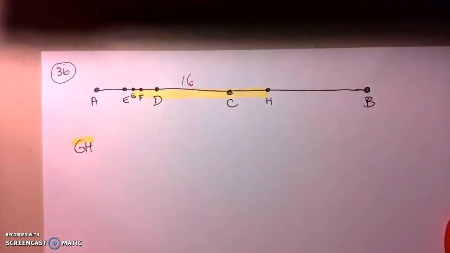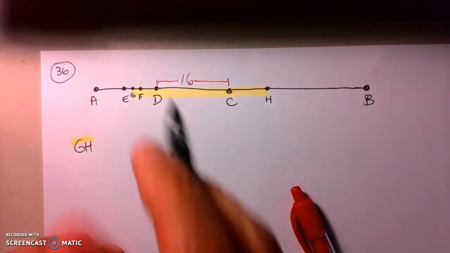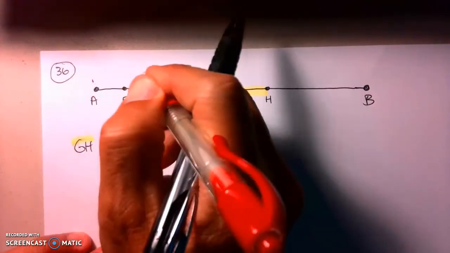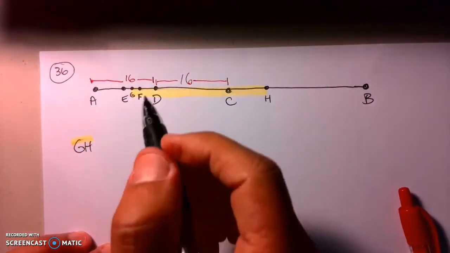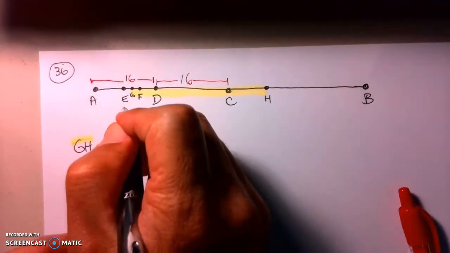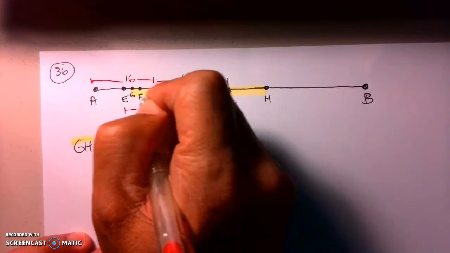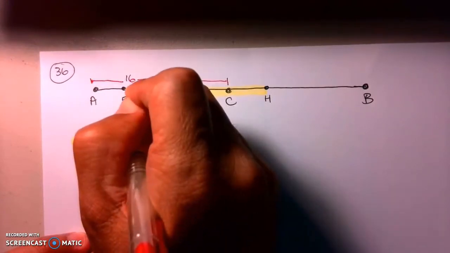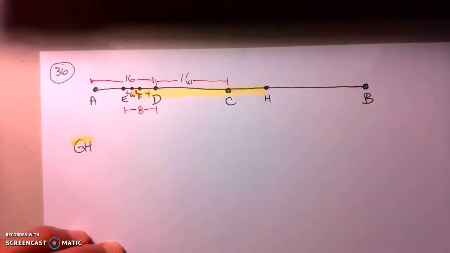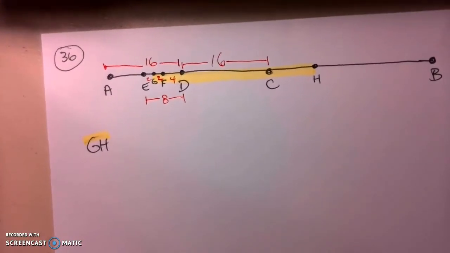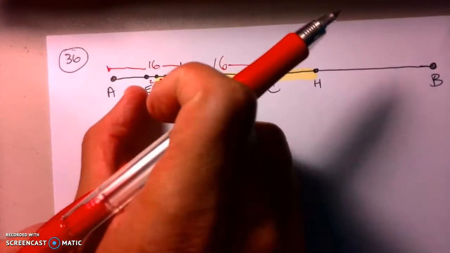If here to here is 16, this is also 16 on the other side. E is in the middle of 16, so this is 8, because that's half of 16. F is in the middle of the 8, so this is 4, and G is in the middle of the 4, so it's 2 and 2. I should try to zoom in as best I can there. So everything got cut in half: 16, 16, 8, 8, 4, 4, 2, 2.